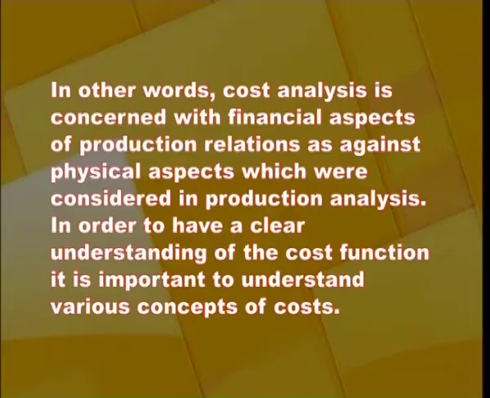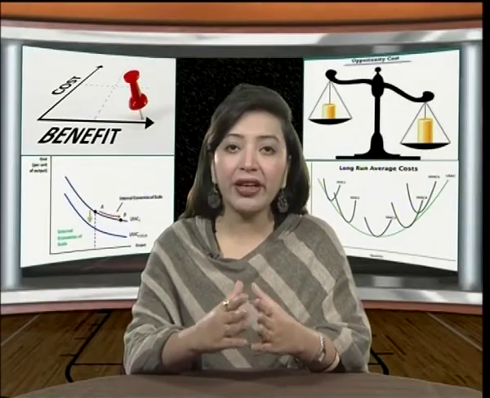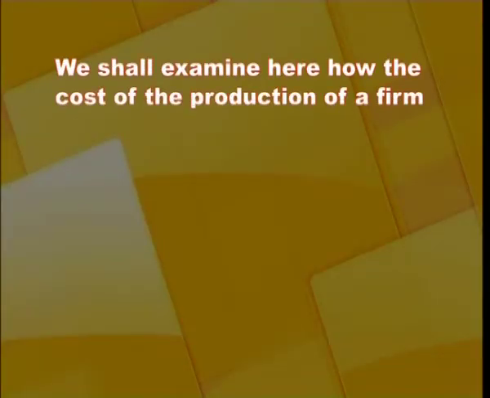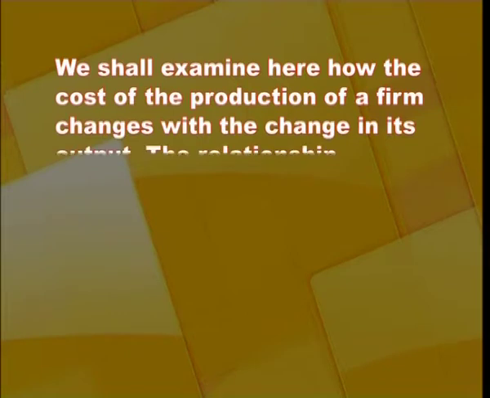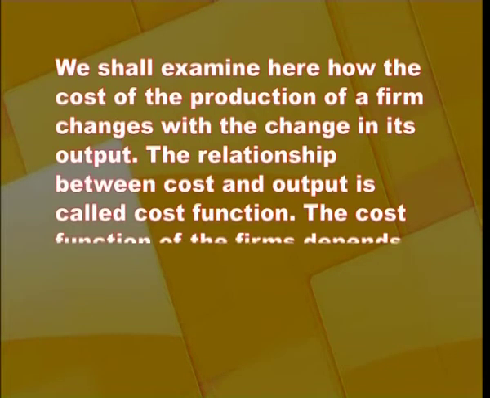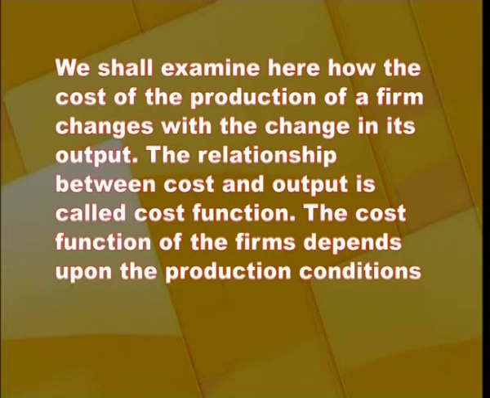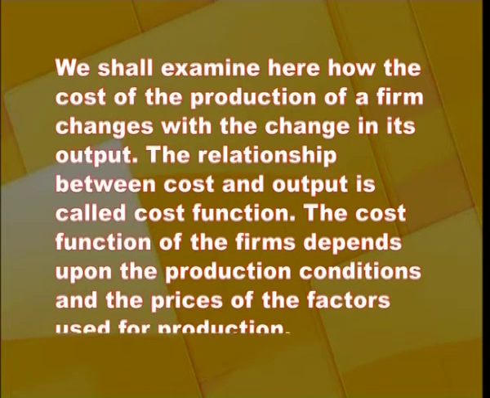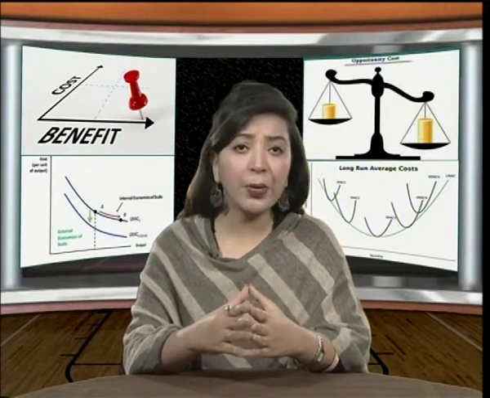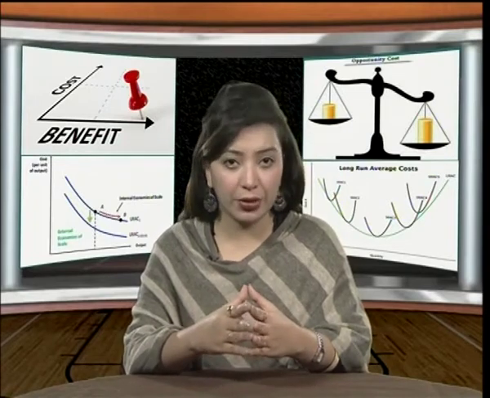In order to have a clear understanding of the cost function, it is important to understand various concepts of cost. In this chapter, we carry further the analysis of the forces determining supply of goods. We shall examine here how the cost of production of a firm changes with the change in its output. The relationship between cost and output is called the cost function. The cost function of the firm depends upon the production conditions and the prices of the factors used for production. How much cost a firm will incur on production depends on the level of the output.